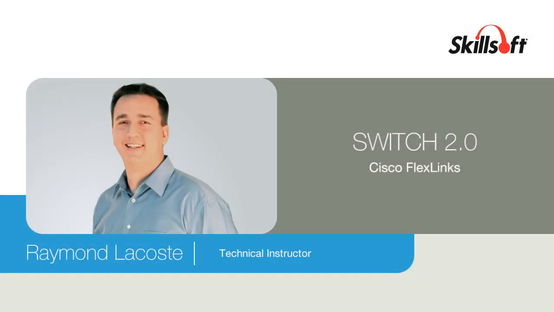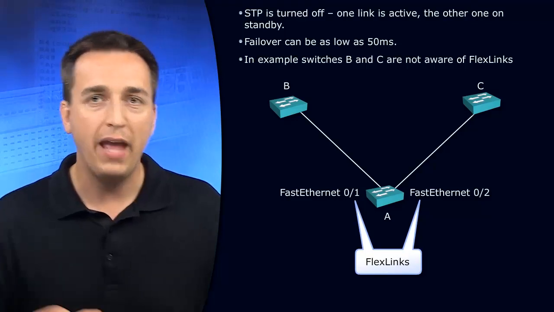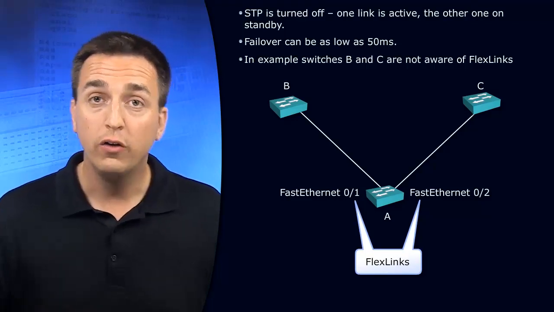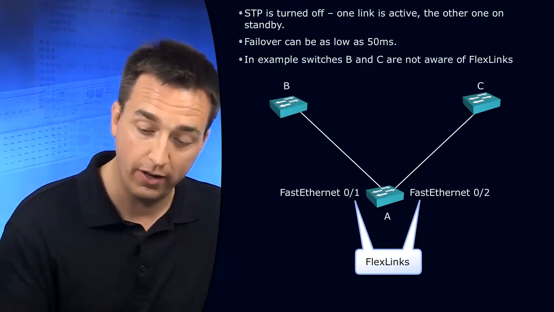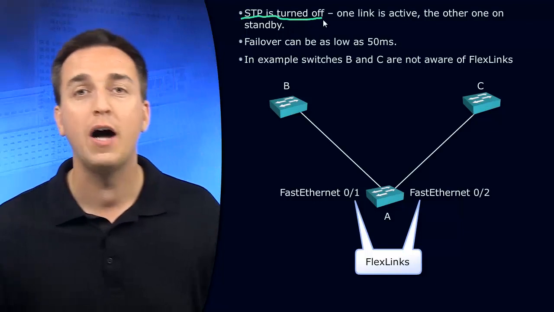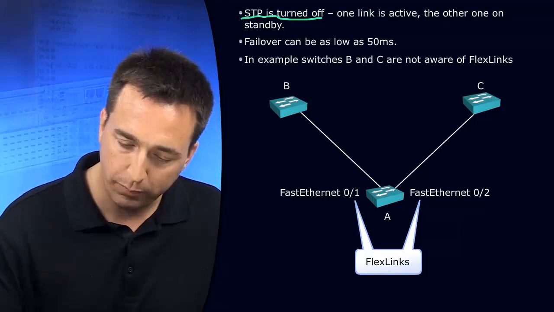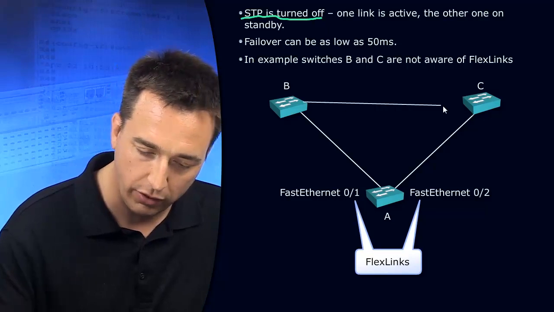FlexLinks are a Cisco proprietary layer 2 availability mechanism. And what do they do? Well, first and foremost, they turn off spanning tree protocol. That's right, I said it. They turn off spanning tree protocol. So how does this prevent a loop from occurring within our topology?